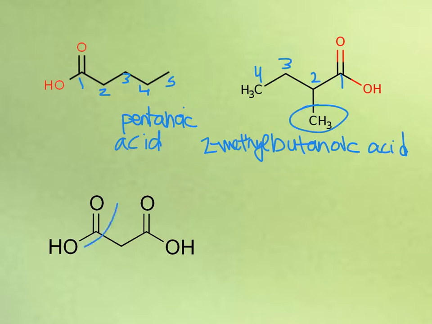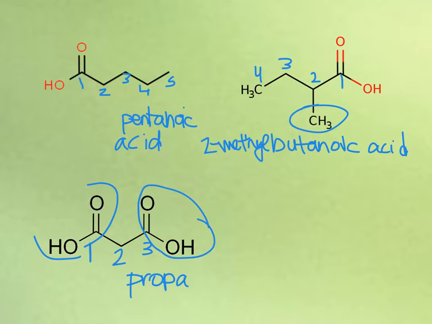Looking at the bottom one, we have 2 carboxylic acid groups. You have one on the left and one on the right. So it doesn't matter which we start with, 1, 2, 3. So this would be a propanoic acid, but because we have 2 of them, we're going to go propanedioic acid. Now, the only places you could put this would be at the 2 ends, so they're not going to number it.